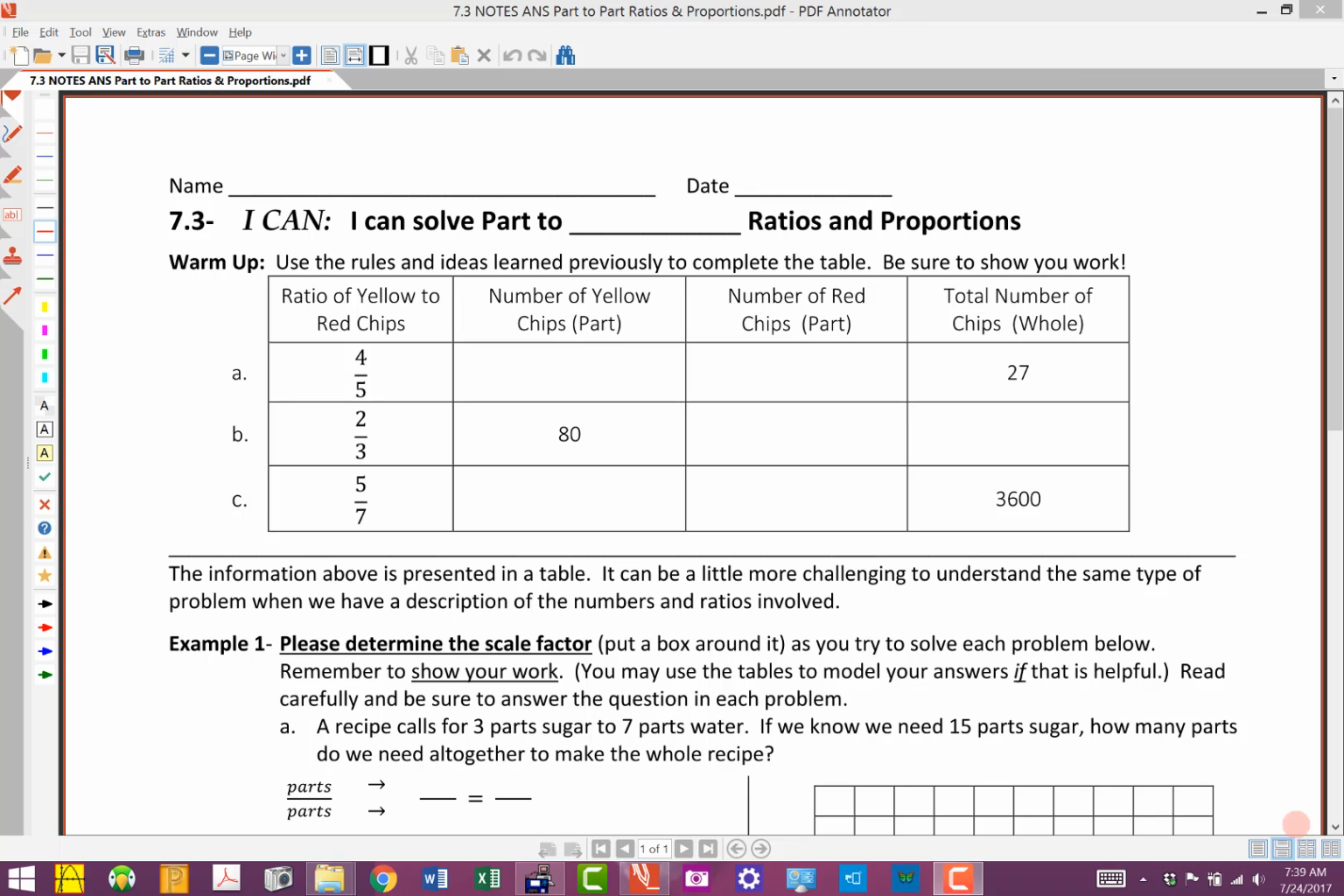On to more stuff in solving proportions and using proportions. So this is section 7.3. Here's the I can statement. I can solve part-to-part. So go ahead and put the word part right there.